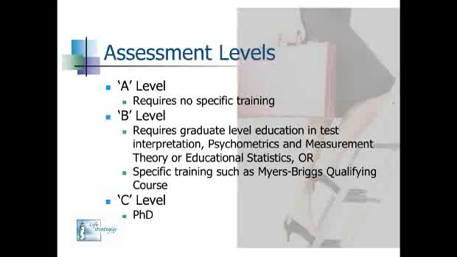B level requires graduate level education in test interpretation, psychometrics and measurement theory, or educational statistics, or specific training. In some cases, for many tests, you can get specific training where you can go for a 3 or 4 day course on how to use the Myers-Briggs, how to use the Strong Interest Inventory. There's a lot of other assessments that have specific training available. They tend to be pretty expensive.